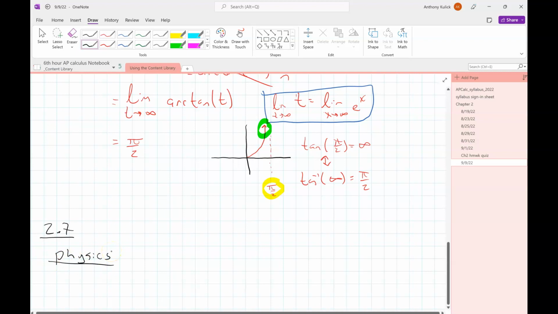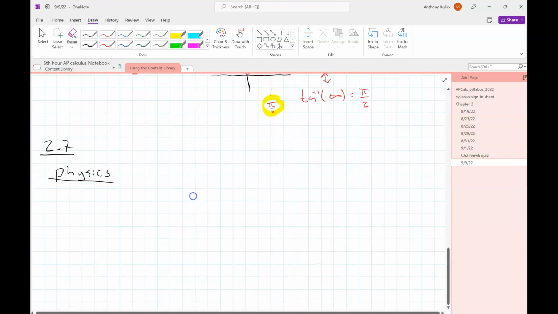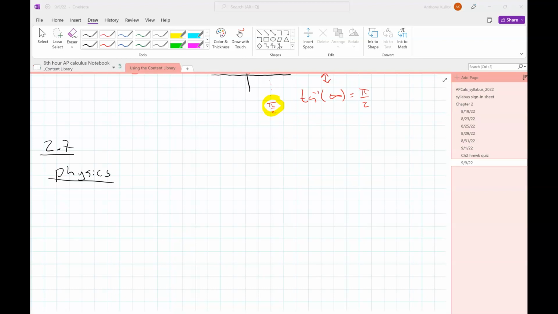So I want to go back and think about physics here a little bit. Remember at the very first day of class, what was the motivator for developing calculus? Yeah, it was Newton wanting to find a way to calculate instantaneous velocity so that for his work on gravity, right?